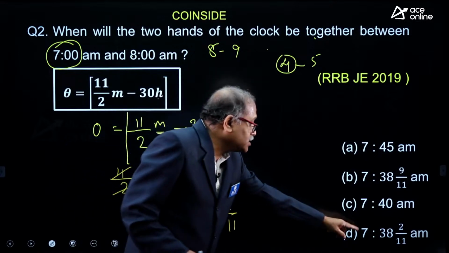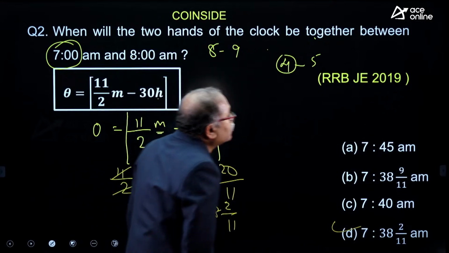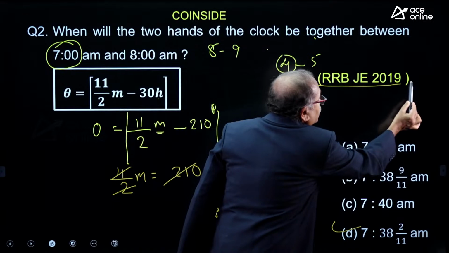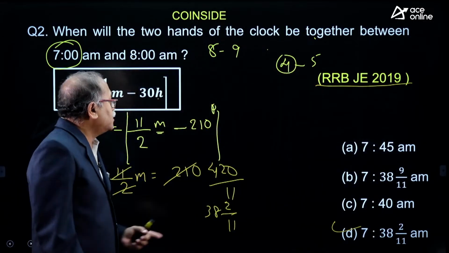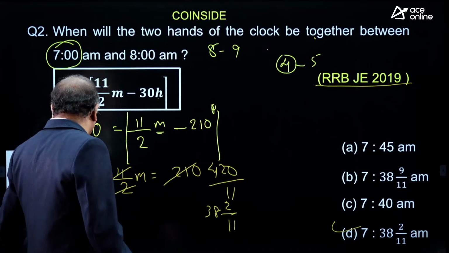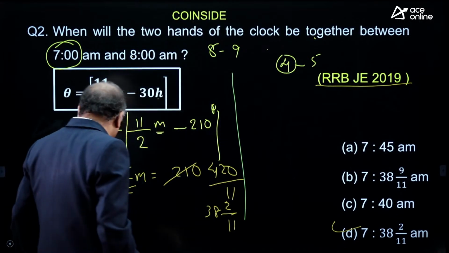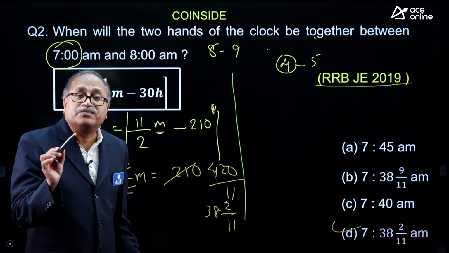Okay. Anyway, our answer option is there. You can see that option choice D. It's an RRB JE 2019 question. Now I am discussing the method where I will defeat my competitor in terms of time.